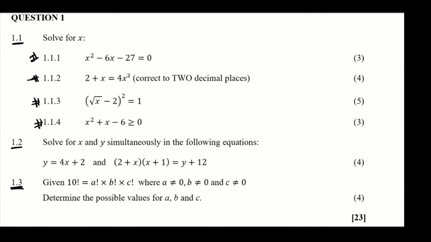So now we're going to do 1.3, where we are given that the factorial of 10 is equal to the factorial of a, factorial of b, and factorial of c, where a is not equal to 0, b is not equal to 0, c is not equal to 0, right? Determine the possible values of a, b, and c. So we have 10 factorial, right, which can be written as 9.